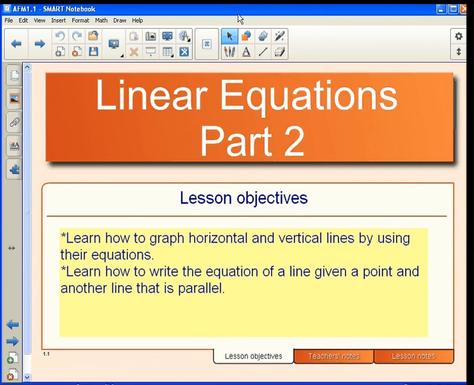Linear equations part 2. This part's a little bit shorter. We're just going to learn two things in this part. First, learn how to graph horizontal and vertical lines by using their equations. And second, learn how to write the equation of a line given a point and another line that is parallel to that line.